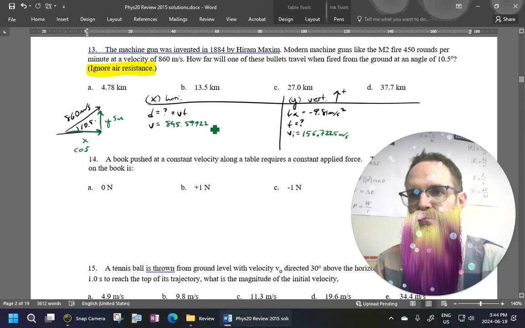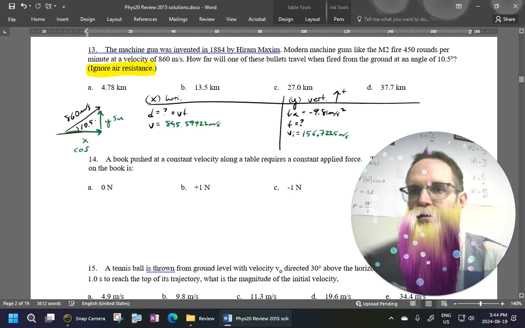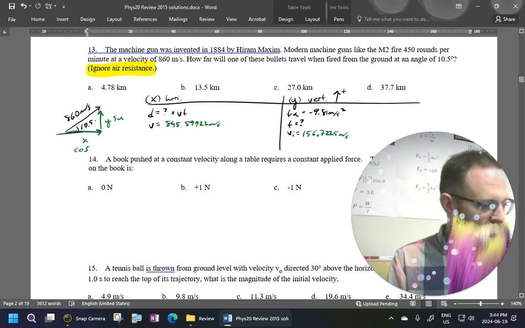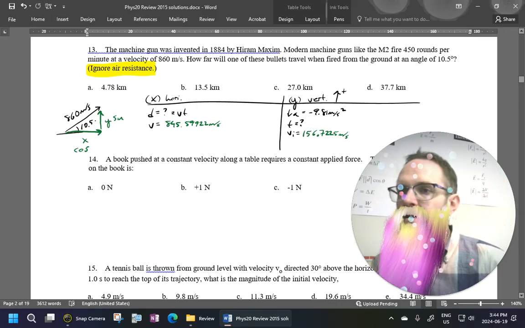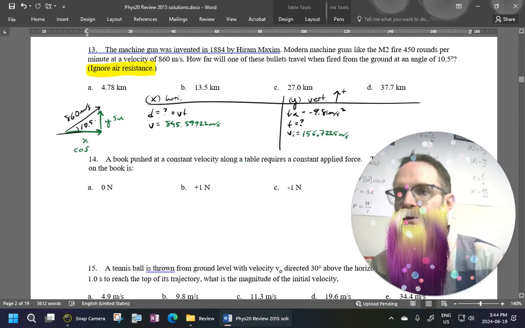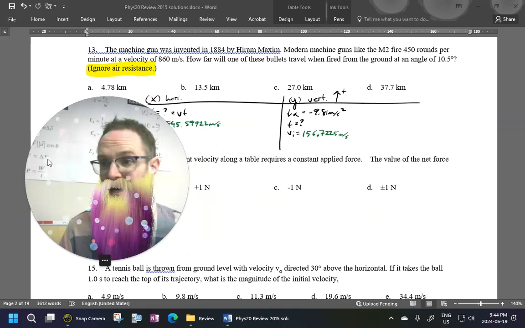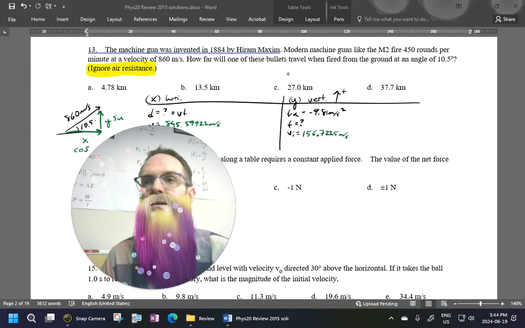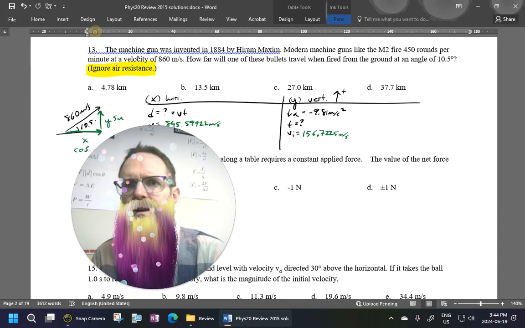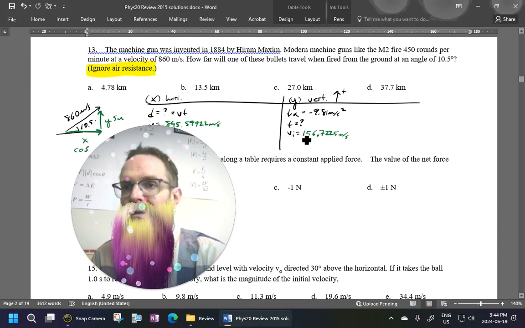845.59922. Okay. So now that we've found that, we just have to know one more piece of information on the vertical side so we can solve the vertical side to get the time, and then we can use the time on the other side here.